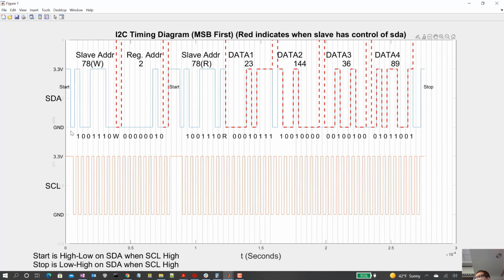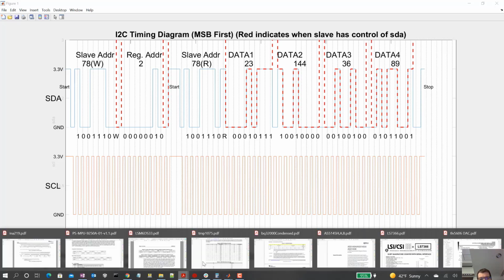And that's true for all I2C devices, the whole protocol. The stop condition is the opposite. When the clock line is high, the SDA goes high. That is the stop condition. Good question. All right, back to our data sheet.